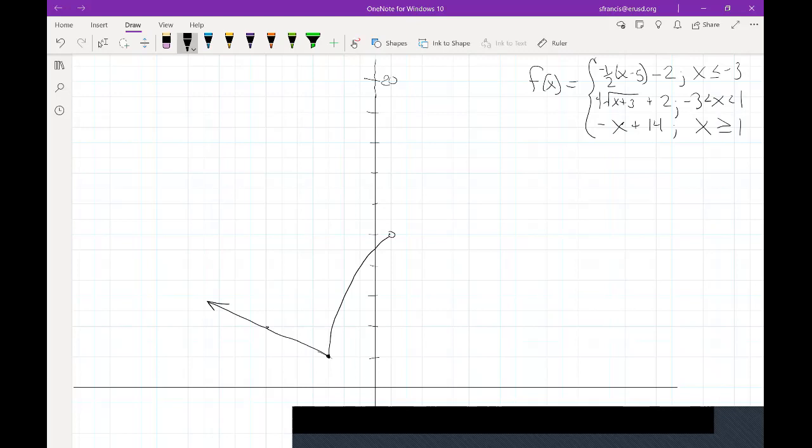The last piece, when x is equal to one, because x can equal one in the last piece, we're going to get negative one plus 14, which is 13. So this is 10, 11, 12, 13 right here, and it's going to be a solid circle. We have a slope of negative one, so I'm just going to go down one over one, down one over one, and draw the graph in that direction. So what you're looking at right now is the graph of F.